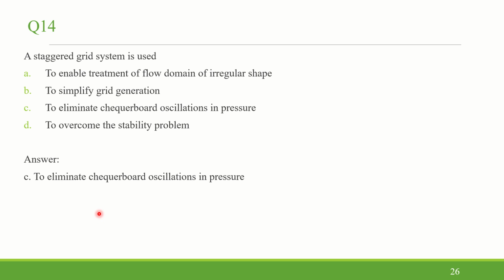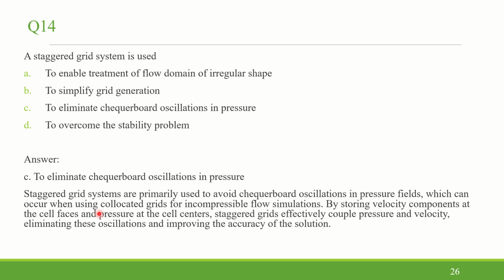One issue is that it is a bit complex to implement and manage than the normal collocated grid. Staggered grids are primarily used to avoid checkerboard oscillations in pressure fields, which can occur when using collocated grids for incompressible flow simulations. By storing velocity components at cell faces and pressure at cell centers, staggered grids effectively couple pressure and velocity, eliminating these oscillations and improving the accuracy of the solution.